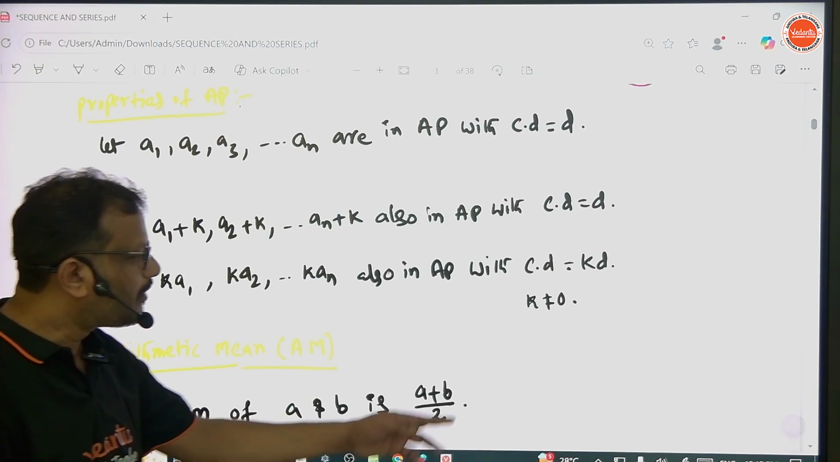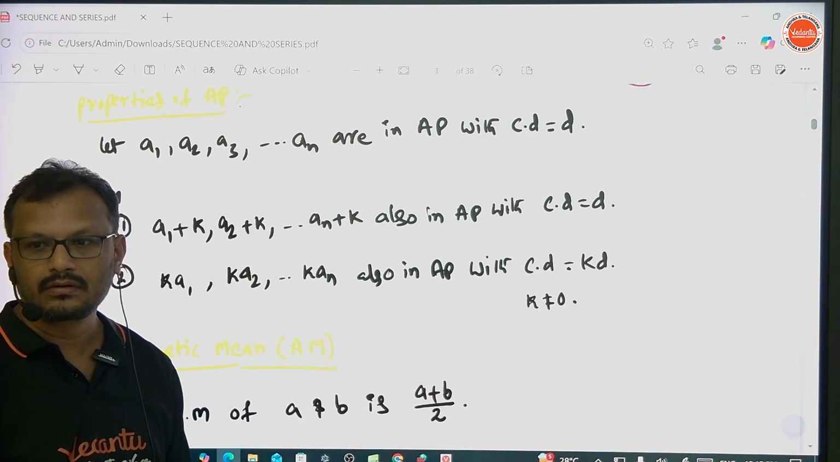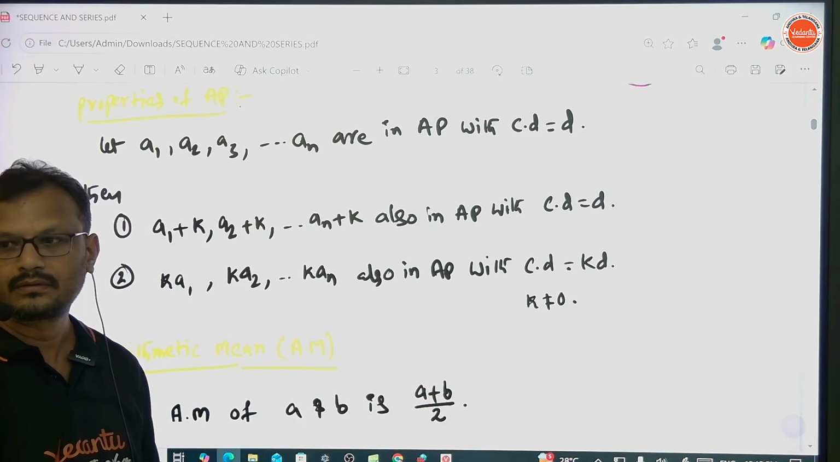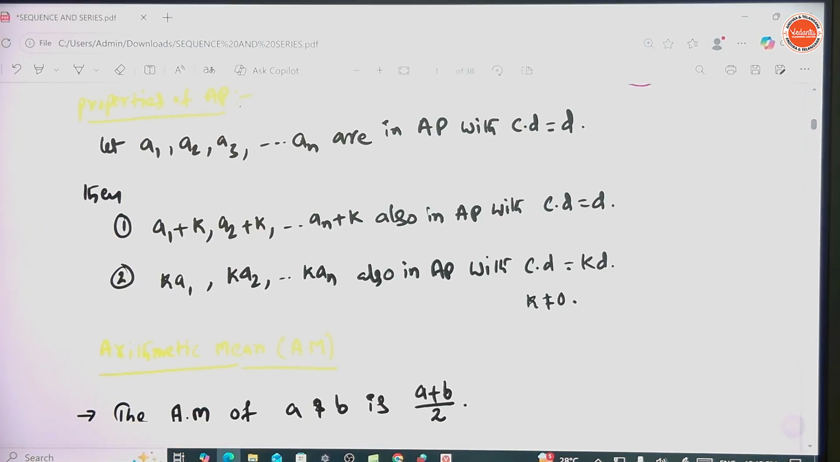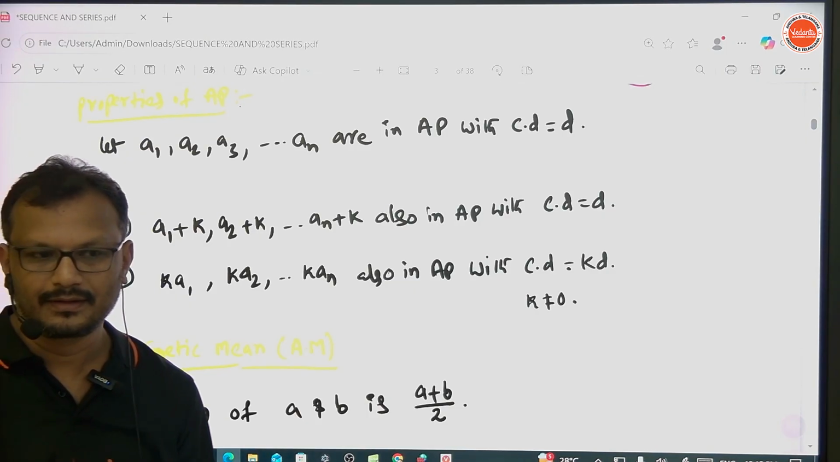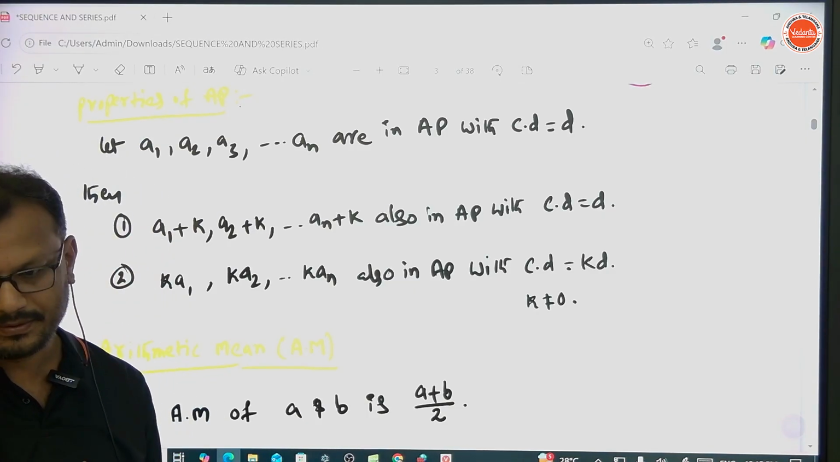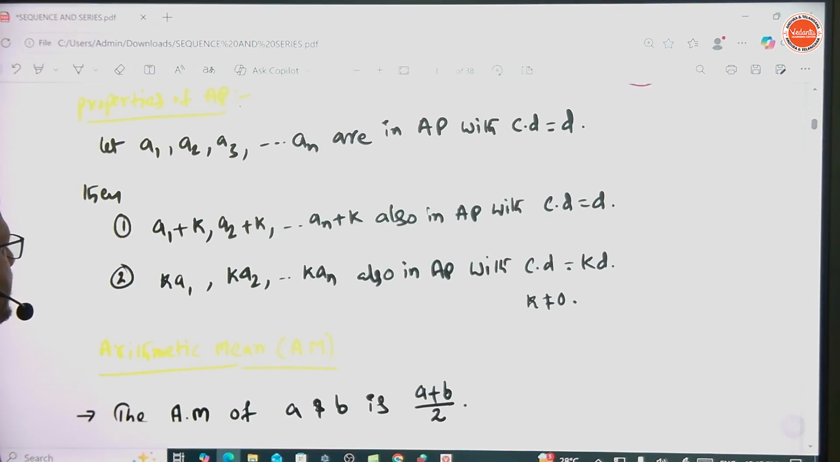So why is k not equal to 0 given as a condition here? If k equals 0, obviously all the terms will be 0, no? Even though it is an AP, the difference between 0 and 0 is 0, so there is no common difference between them. It's clear, no? These are the basic properties actually.